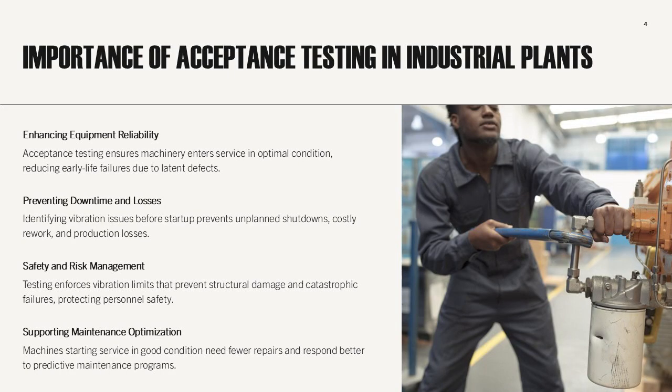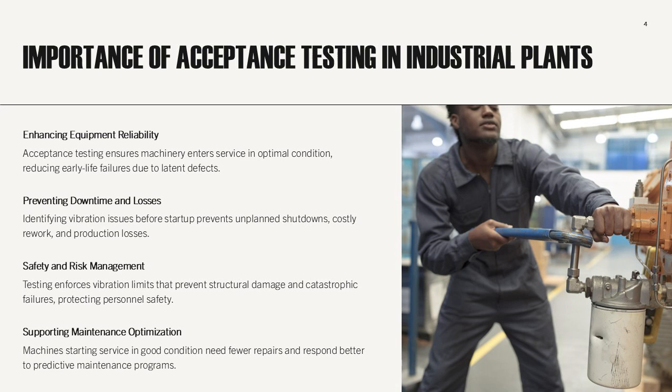The importance of acceptance testing in an industrial plant cannot be overstated, particularly in facilities that rely heavily on rotating machinery for production, utilities, or safety-critical operations. Acceptance testing directly supports plant reliability by ensuring that equipment enters service in the best possible condition. Statistics across multiple industries consistently show that a large percentage of machinery failures occur shortly after startup. These early life failures are often the result of latent defects introduced during manufacturing, repair, or installation, all of which can be detected through proper vibration-based acceptance testing.